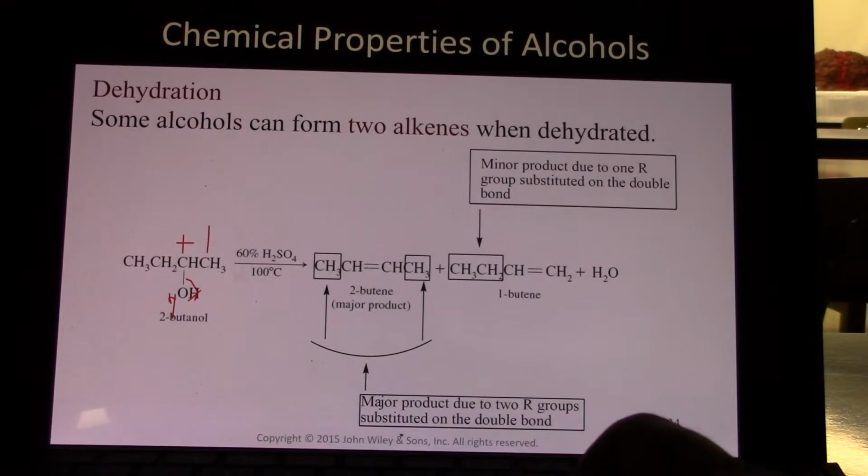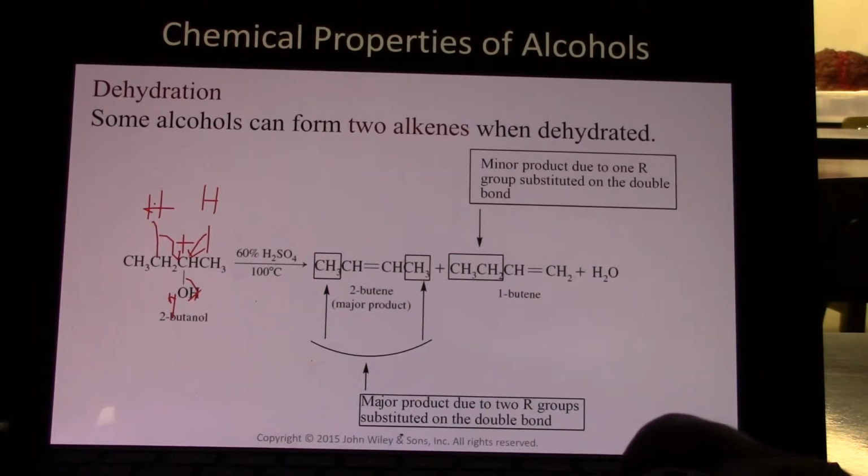Either this hydrogen can pop off, and these electrons can come in forming a double bond here, or the same thing can happen to this hydrogen over here. So you have actually two choices of alkenes which you can make, and these electrons would come in here. So you can form two different alkenes.